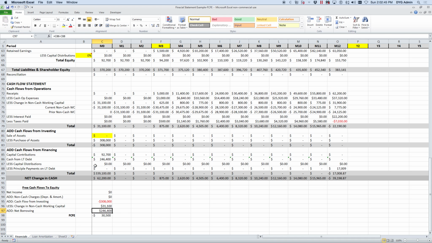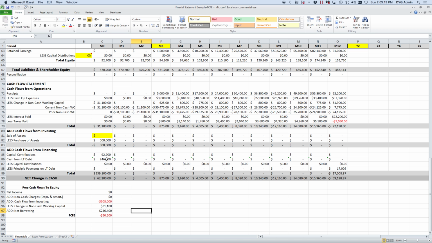And again, I'm going to apply the same formatting to that. And you'll see that it's red, indicating that we have negative free cash flows. Here's the logic on that. Of course, we have no income. We have no depreciation at this point. We're in month 0.